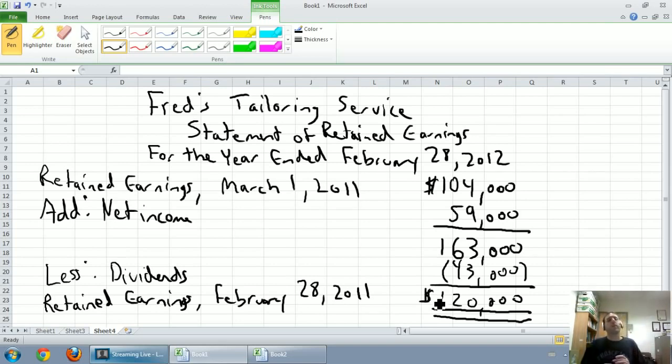So again, the statement of retained earnings summarizes how the company's retained earnings has changed in the year. Again, remembering the term retained earnings means earnings that are kept in the company. So we started with $104,000 of earnings we're keeping in the company. We made $59,000. That's great. That's $59,000 more that we could be keeping in the company. But Fred wanted to take some money out for himself, and he's well within his right to do it. Dividends aren't a bad thing. He took $43,000 out of the company, leaving $120,000 in the company for the company to use and to grow. That's our statement of retained earnings. Next up will be our balance sheet.